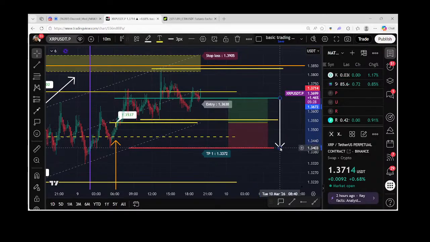We trade with a 30x leverage. We have a 30% stop loss. We have a 30% target. That's the beginning. That's what we're starting with.